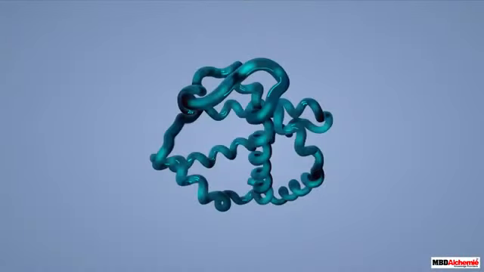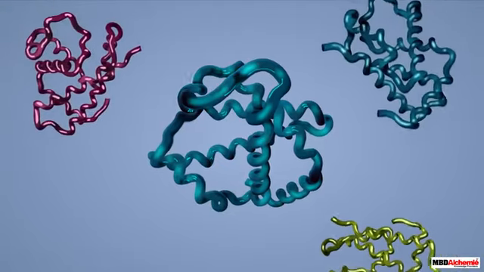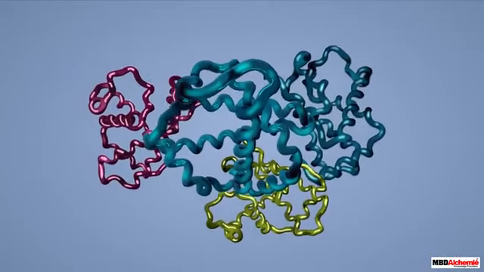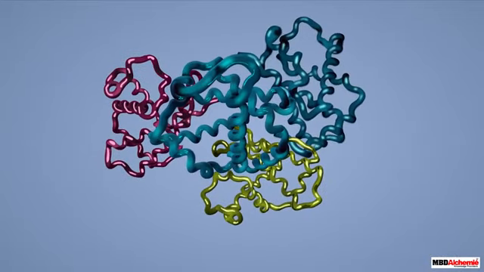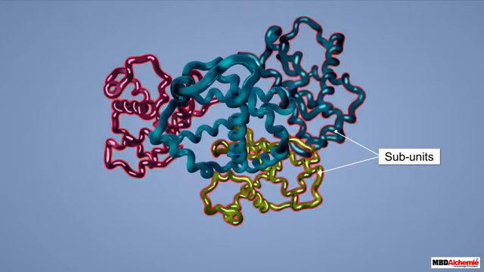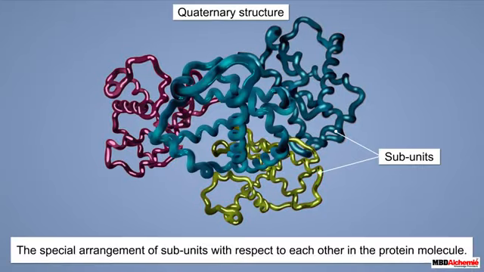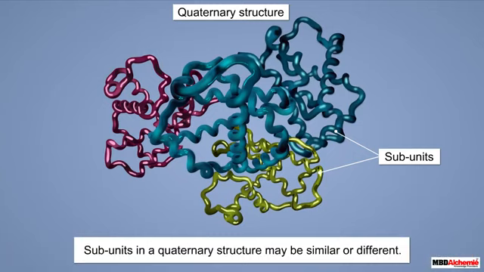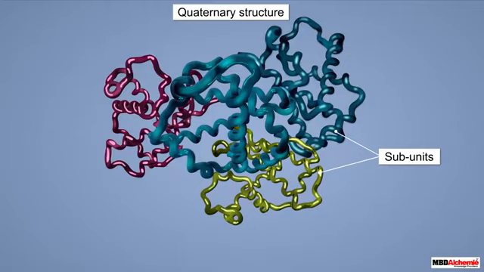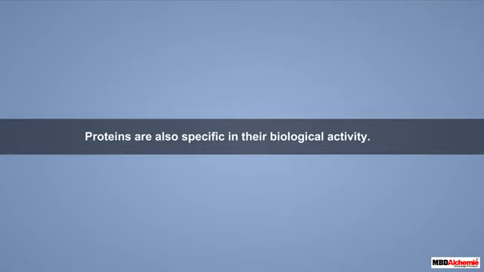Although many proteins consist of a single polypeptide chain, there are some proteins which consist of 2 or more polypeptide chains. These polypeptide chains are referred to as the subunits. The quaternary structure is the special arrangement of these subunits with respect to each other in the protein structure. These subunits in a quaternary structure may be similar or different. So we have seen that proteins are specific in their structure. Other than this, proteins are specific in their biological activity too.